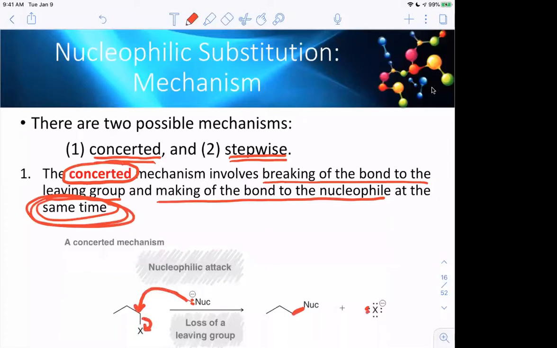The nucleophile attacks the carbon, the halogen leaves at the same time. So I have both nucleophilic attack and the loss of the leaving group happening together simultaneously. The nucleophile attacks the carbon, that causes the leaving group to leave, and I form the bond and break the bond simultaneously, or in a concerted fashion.